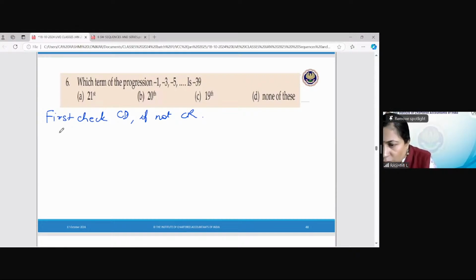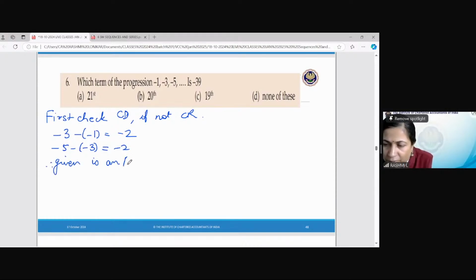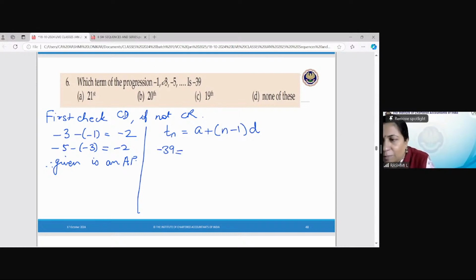Now -1, -3, so -3 minus of -1 is equal to how much, -2. -5 minus of -3 is equal to -2. ये सेम आ रहा है ना, तो therefore given is an AP. ठीक है, ये हमने कंफर्म कर लिया कि जो दिया है वो AP है. अब वो AP है तो हम Tn is equal to a plus (n minus 1) into d. ठीक है, Tn कितना दिया है, -39. a हमारा कितना है, -1. n कितना है मालूम नहीं, n-1. d कितना है, -2. ओके, जस्ट बी वेरी वेरी केयरफुल विद द साइंस.